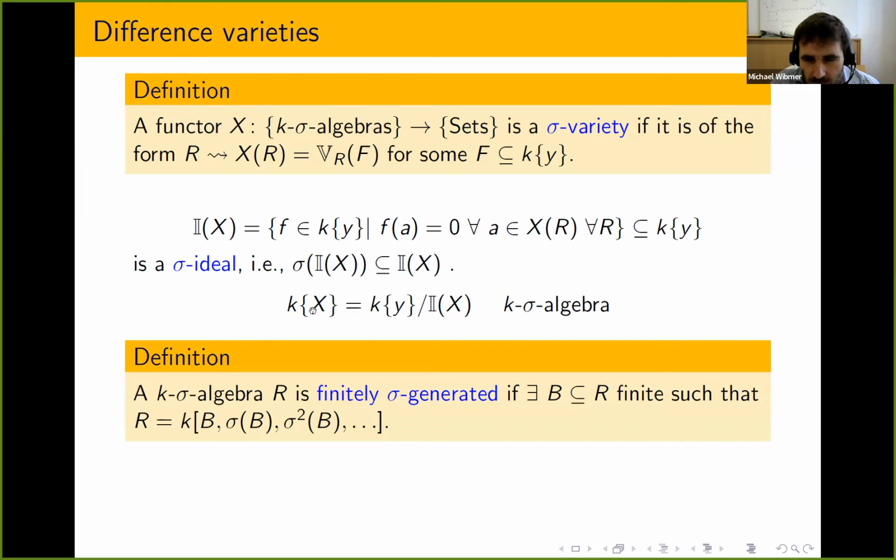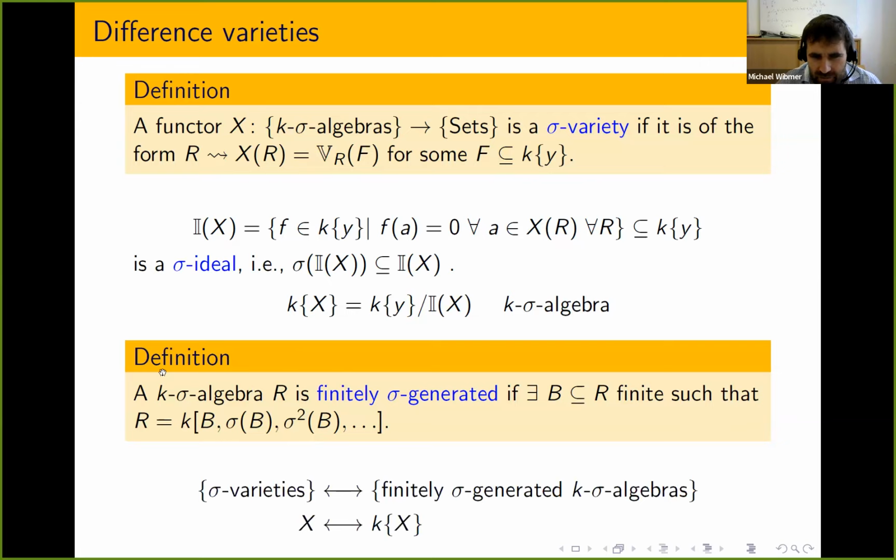They have a certain property which is called finitely difference generated, or finitely sigma generated. This is a definition that will also be used later on. We say that a K sigma algebra R is finitely sigma generated if there exists a finite subset B such that, as an algebra, R is generated by B, sigma of B, sigma squared of B, and so on. So R may not be finitely generated as a K algebra, but it's finitely generated in this different sense. You can describe it through this finite set B and iterations of sigma. Another way to say it would be that R can be written as a quotient of some difference polynomial ring in finitely many variables.